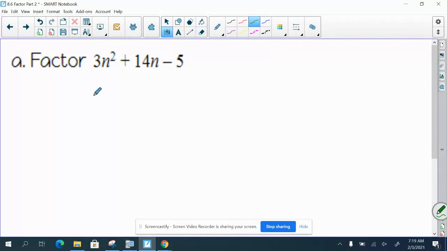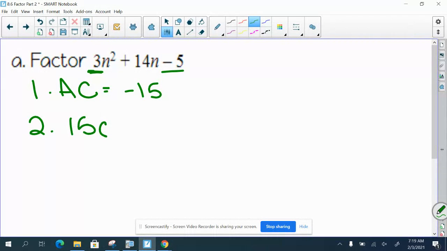So for this question, the first step, the leading coefficient is not 1, so we would use the AC method. So find AC would be 3 times negative 5, so negative 15. Then we find factors of negative 15 that add to positive 14. So that's going to be 15n and negative 1n, because 1 and 15 do count as a factor of 15. In this case, that works to get 14. And also one of the numbers is going to be negative because we have negative 15.